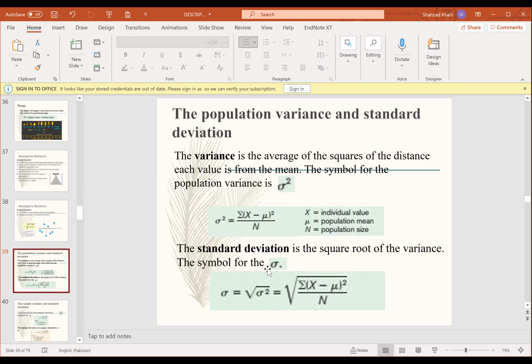When we take the square root of the variance, it becomes the standard deviation. After this sigma squared, we do the square root, and then this will be the formula after the square root. You can see the difference: just here we have added the square root to the variance, and then it becomes the standard deviation.